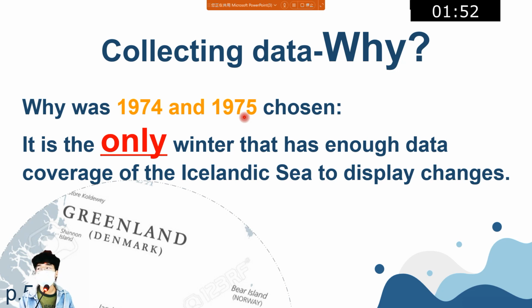So why do we choose 1974 and 1975? Because it is the only winter that has enough data to cover the full winter. There is also another reason: 1974 and 1975 are the coldest years during the last 70 years. So it gives a much clearer difference between the present and the past.